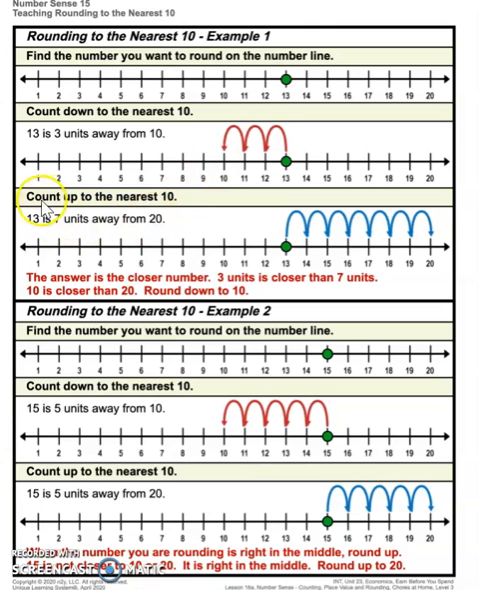Now, we need to count up to the nearest 10 to see how far away 13 is from the nearest 10. 13 is 7 units away from 20. Let's count them. We're going up. 1, 2, 3, 4, 5, 6, 7.